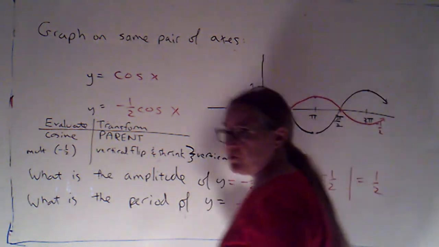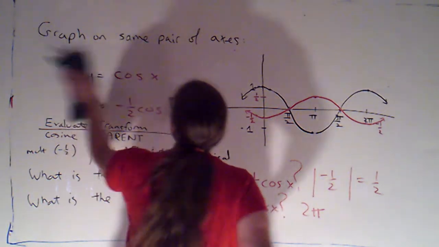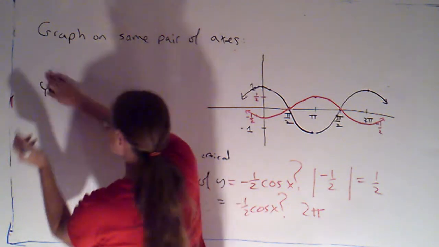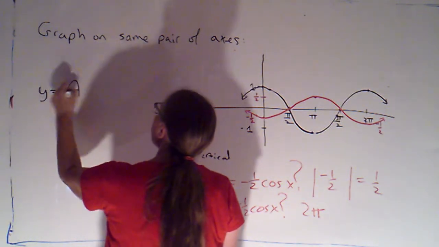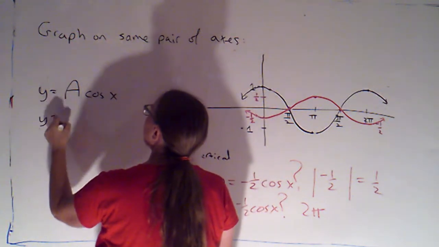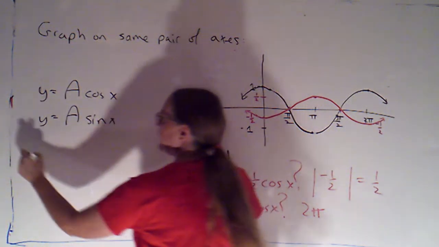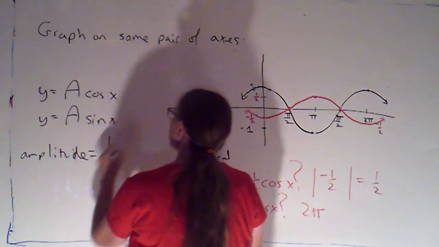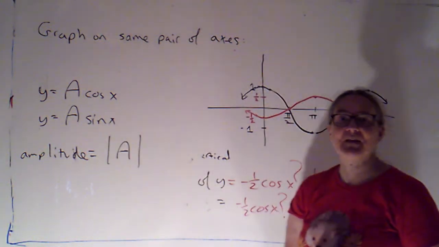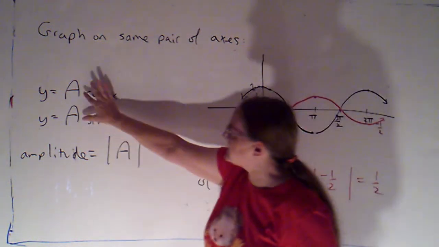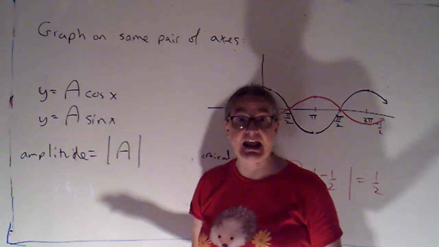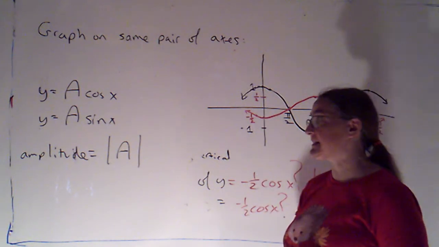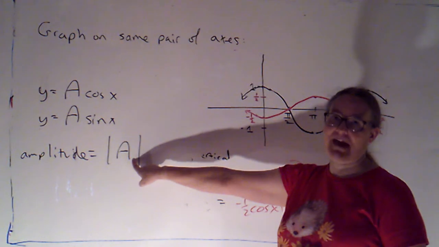As a general rule, if I'm working with a multiple of sine or cosine, y equals a cosine x, or y equals a sine x, I can say that the amplitude is simply going to be the absolute value of a. The book, always in their generic form, calls this coefficient in front of sine or cosine capital A. That's kind of helpful because it makes me think amplitude, but do be careful. Amplitude by definition is a distance, so it's positive, so it's the absolute value of that number.